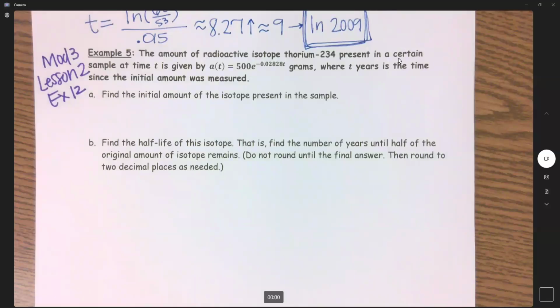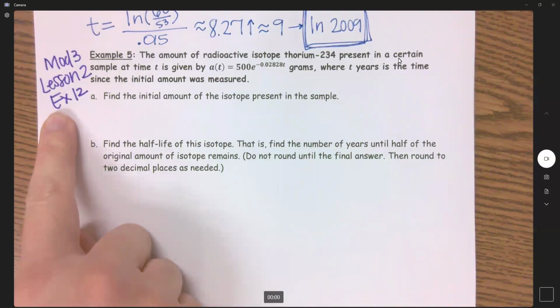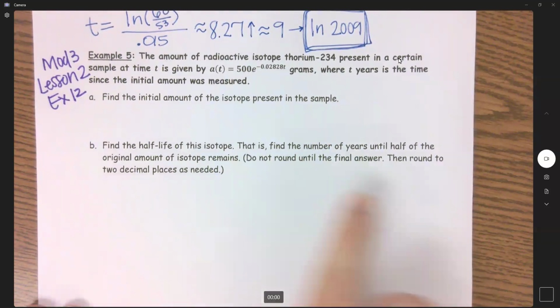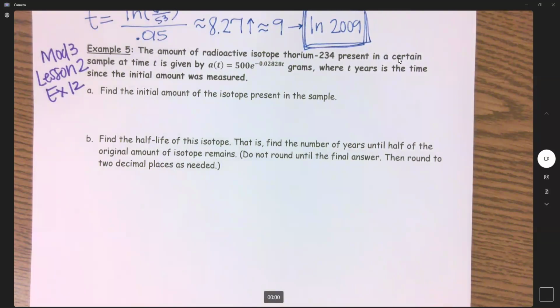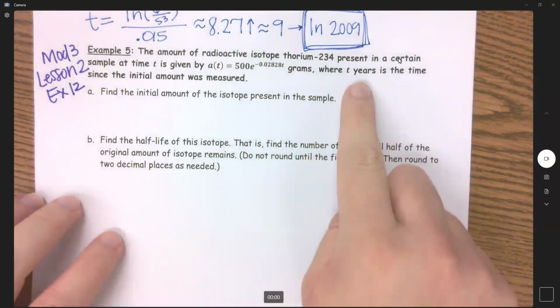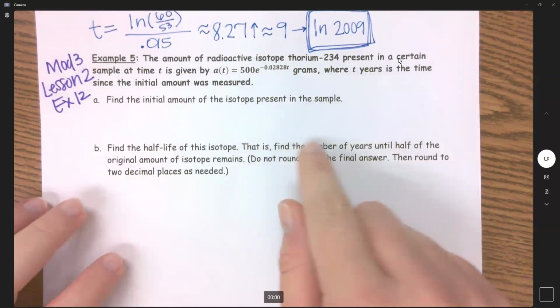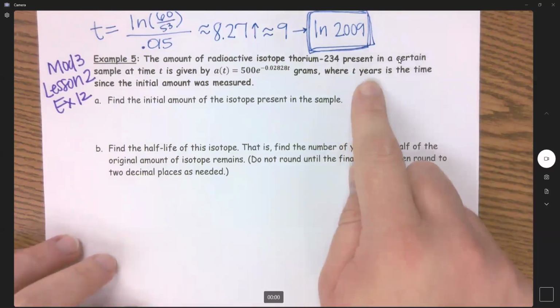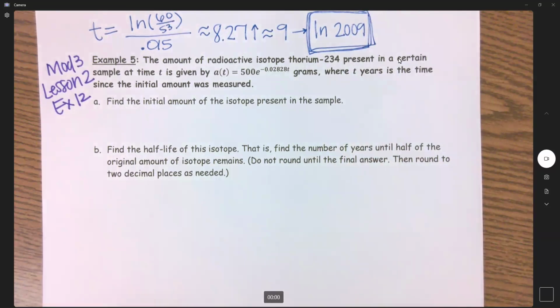Example 5 is actually one we have already done when we went over module 3, lesson 2. This is example 12. In example 12, we got the answer for our half-life to be 24.5 years. Hopefully we get the same thing here. If you watched that video from module 3, lesson 2, I had two different units. I had years here, and then one of the questions was how many will be left after 10 days, so the unit was supposed to be years on that. Just for clarification, if you watched that video and this video.